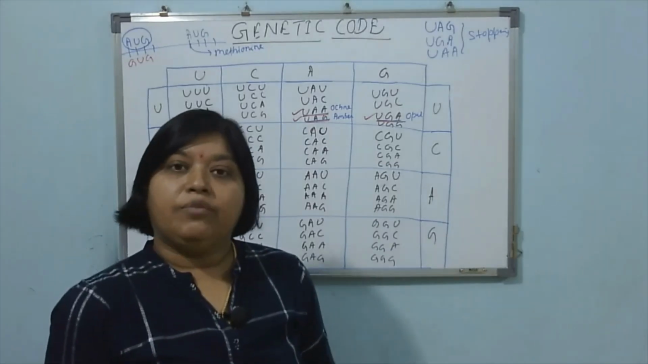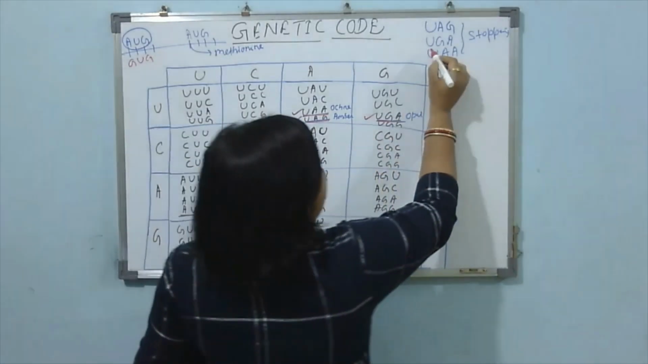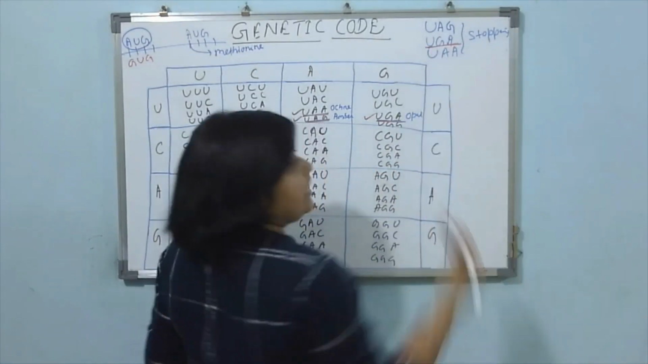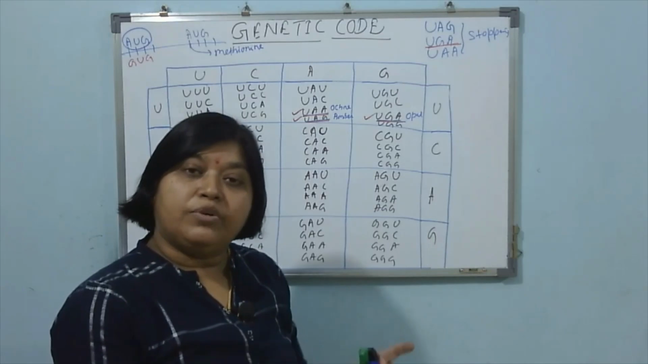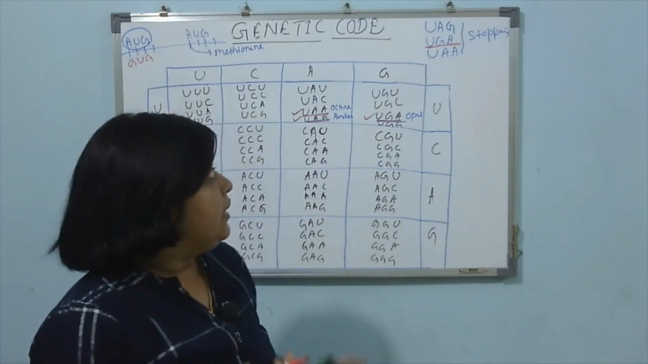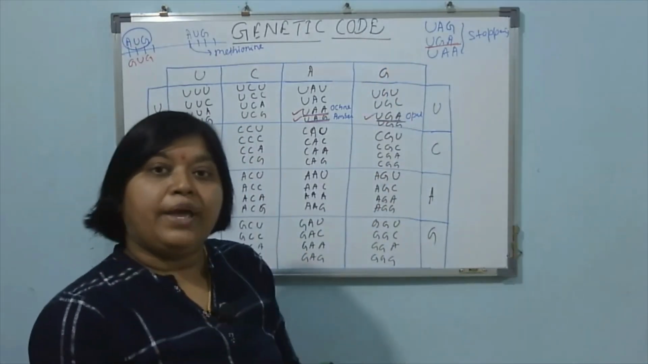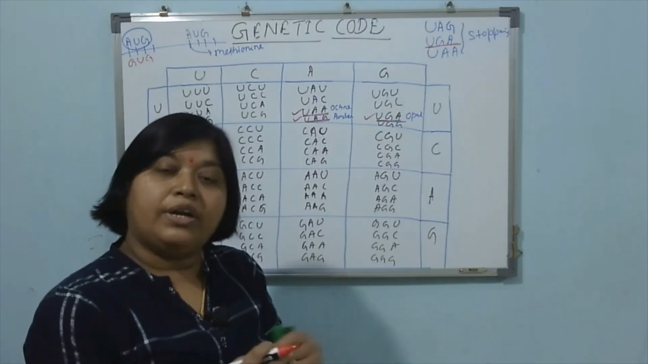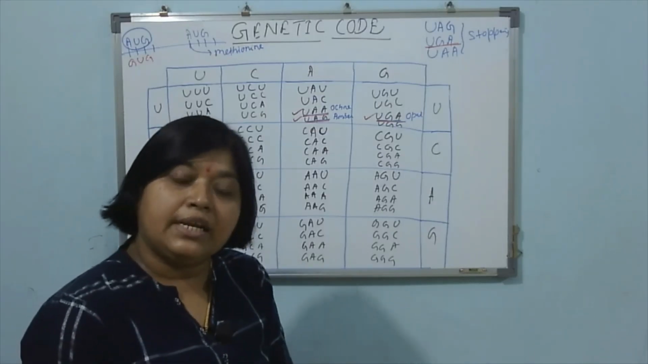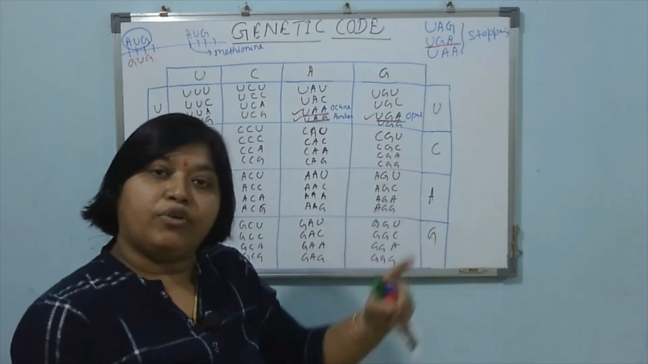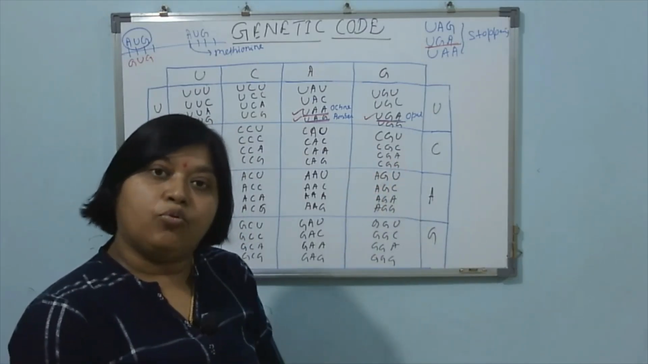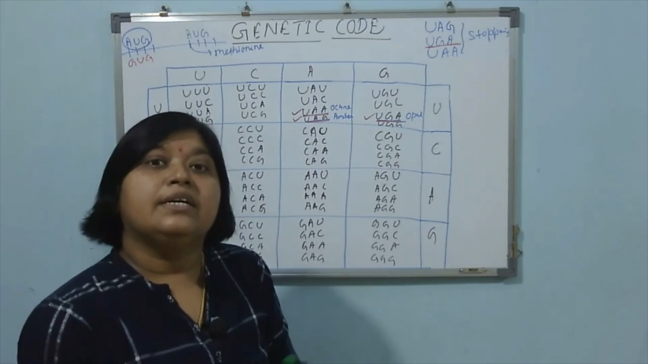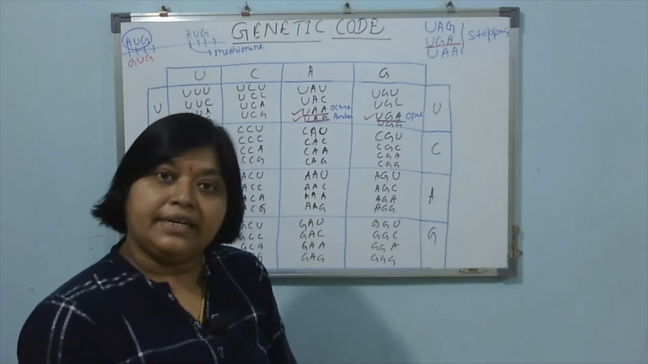One variation you will find here is that this UGA, which acts as a termination codon in the universal genetic code, will code for tryptophan or cysteine or selenocysteine in other cells. In mitochondria, you will find this codes for tryptophan. In different cells, it will code for cysteine and selenocysteine. This is all about the genetic code.